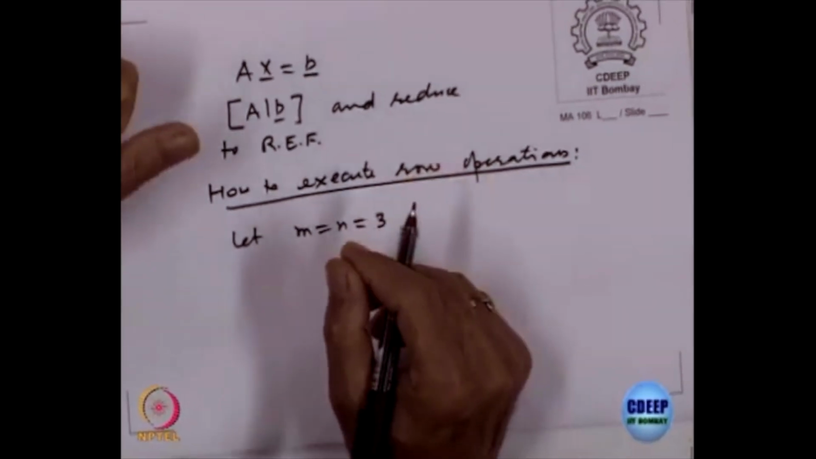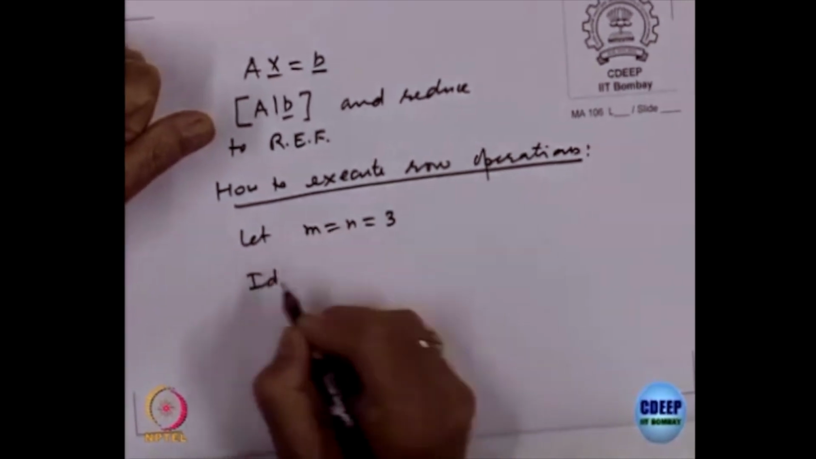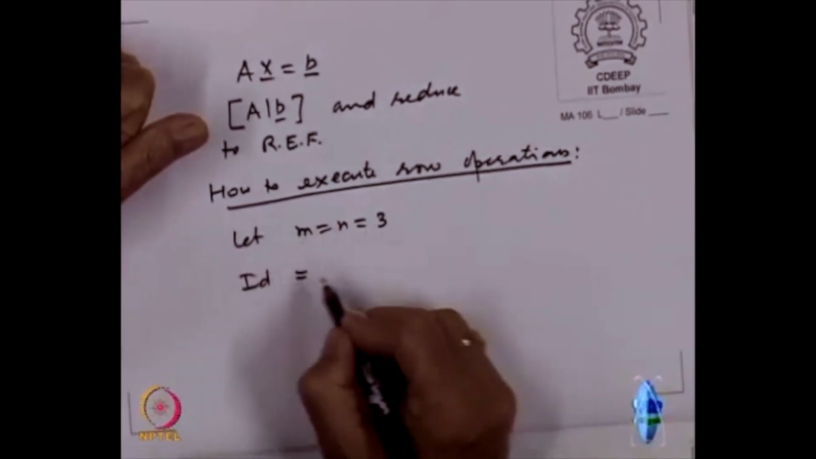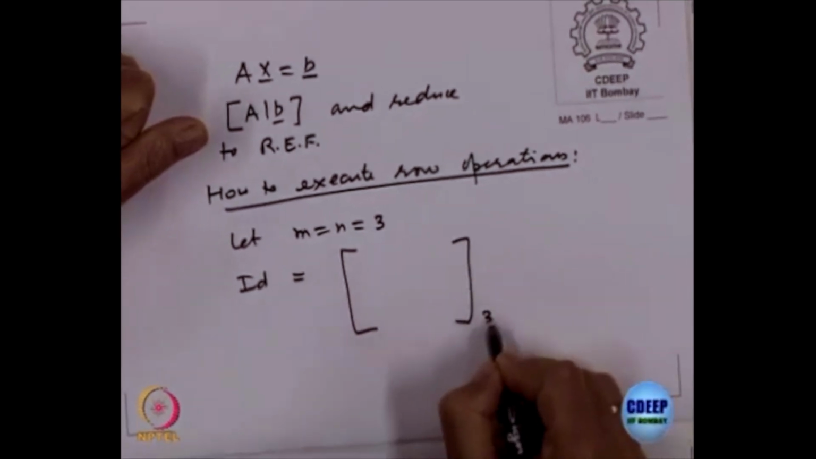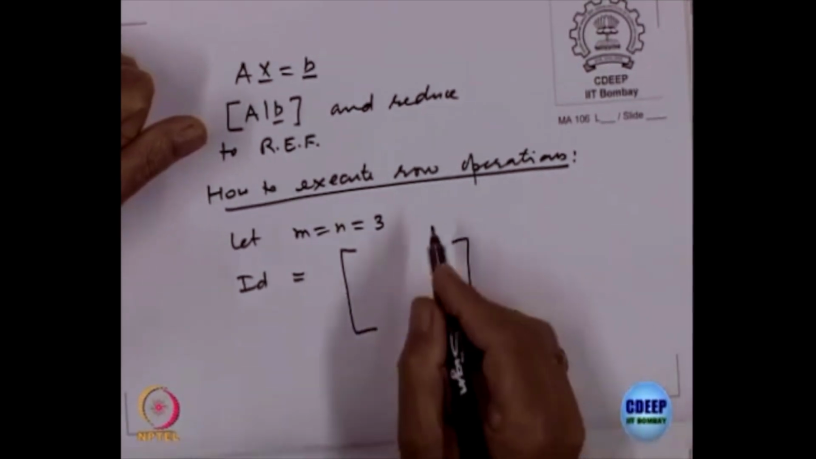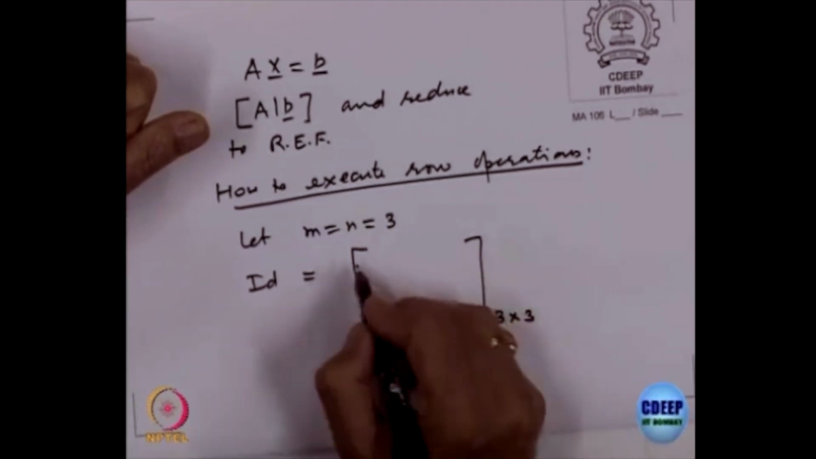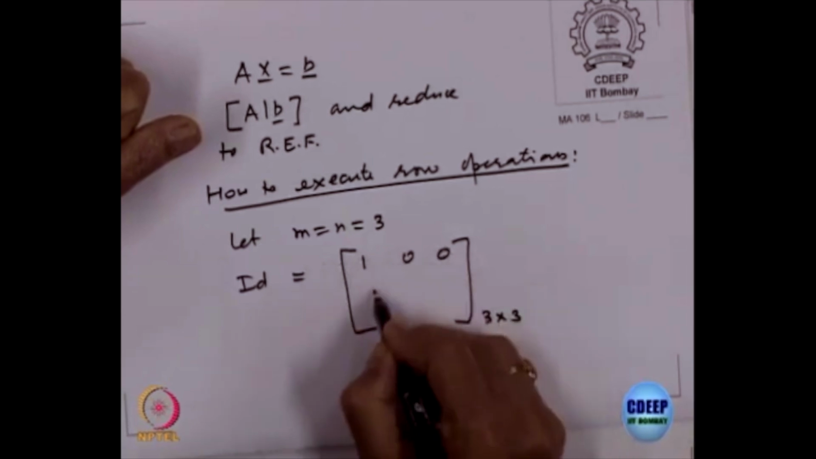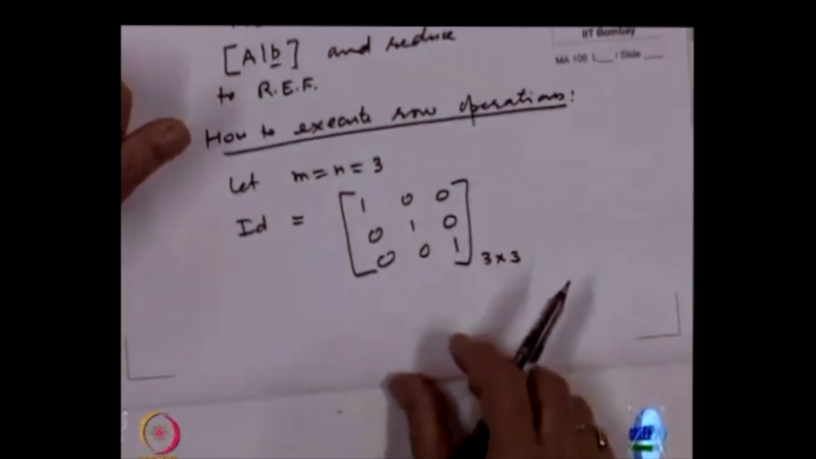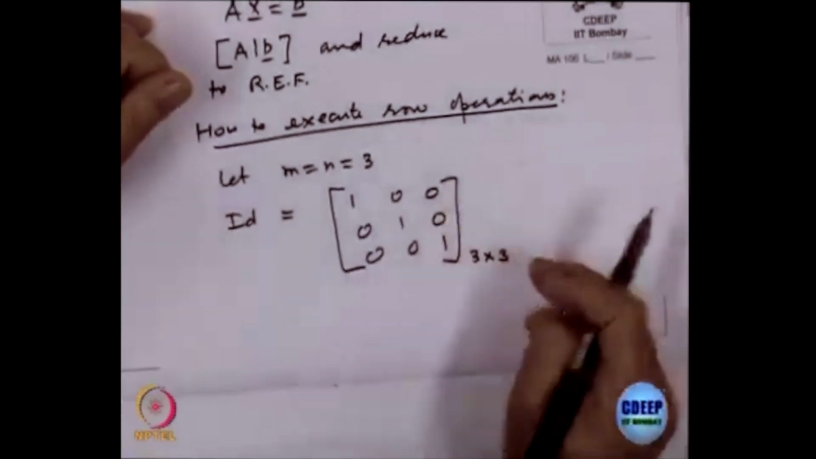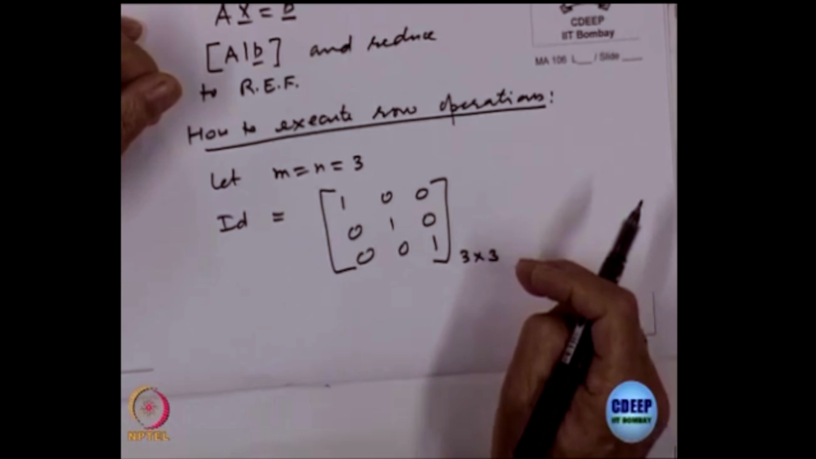Just for a square matrix, we will take an example of a 3 by 3. There is something called the identity matrix. What is that? It is a 3 by 3 matrix. What do the entries look like? Along the diagonal it is 1, everything else is 0. So, 1 0 0, 0 1 0, 0 0 1. Now, let us do those operations on this matrix and see what happens.